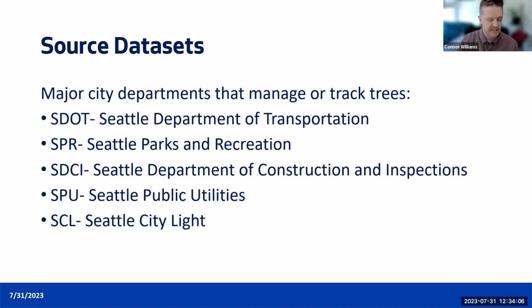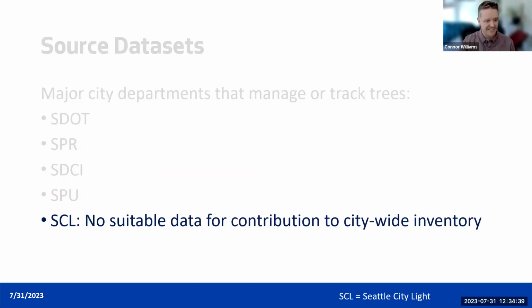So talking about those source data sets, let's get to know them a little bit more. There are 5 major departments at the city that track trees. They're listed here on the screen, and I will be giving a little cheat sheet here in the bottom right-hand corner of the screen to indicate what an acronym might mean if you're not familiar. But they're Seattle Department of Transportation, Seattle Parks and Recreation, Seattle Department of Construction and Inspections, Seattle Public Utilities, and Seattle City Light.